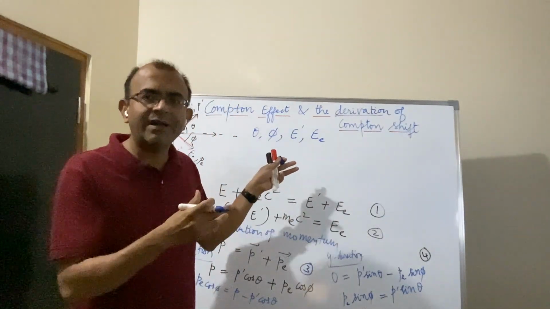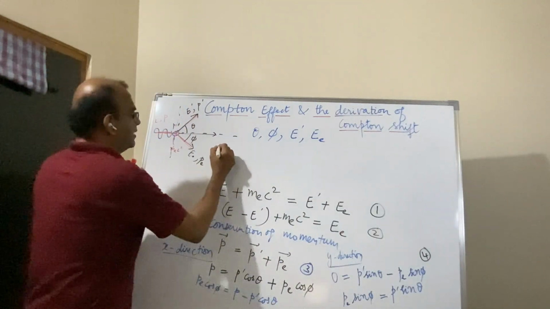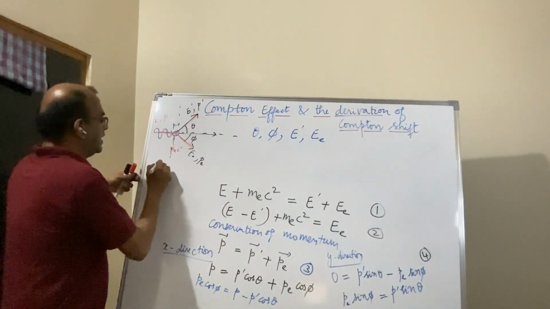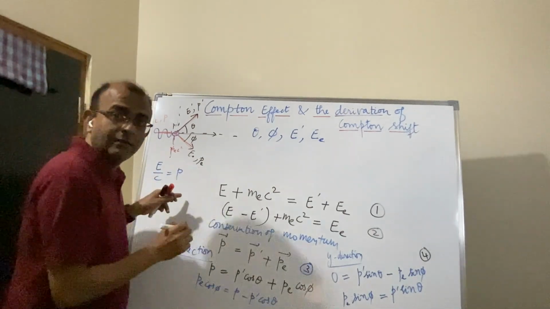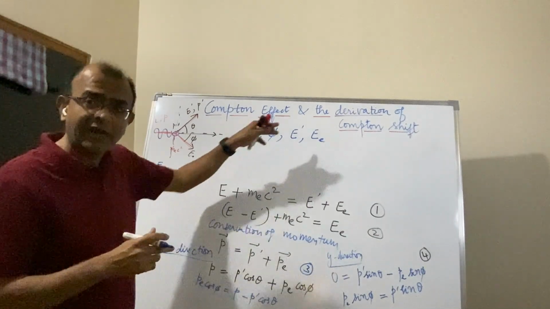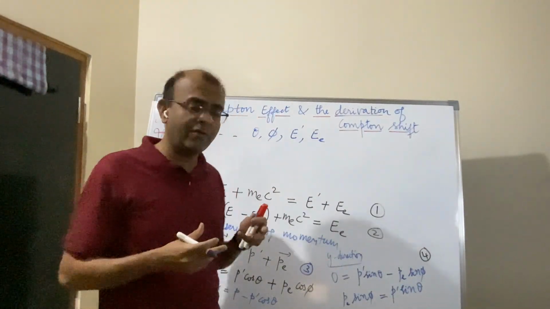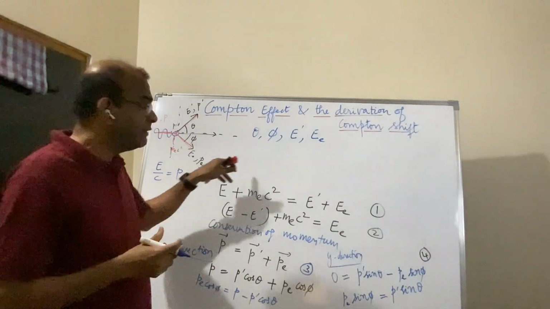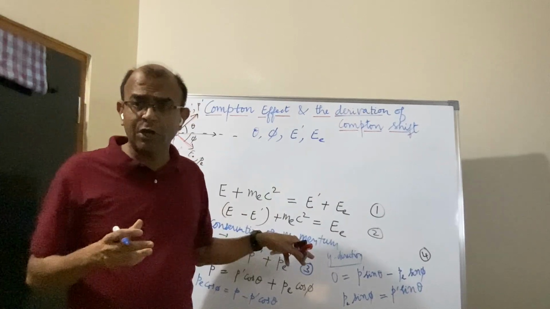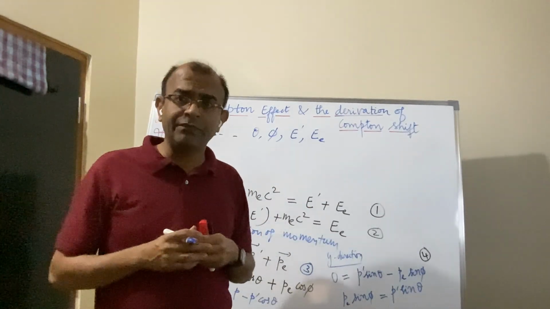Now you may ask, what about P prime, P? They are not independent unknowns. They are dependent on the energies already, because we know that E over c is P. So we know that they are connected. For the electron also we can write similarly an equation connecting the energy and momentum. We know that. So we have 4 unknowns, 3 equations. Therefore, it is not possible to directly solve it as such.